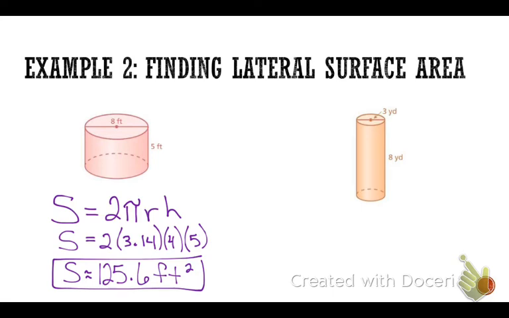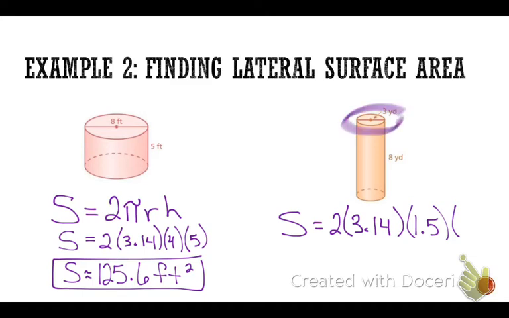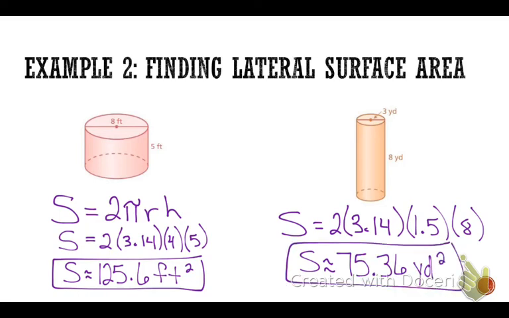Okay, does everybody see the difference between example 2 and example 1? Okay, all right, so go ahead and do that second one. We're going to do this one and then one more example and we'll be done. All right, so 2 pi RH, so plug in 1.5. You guys did great. I saw a lot of 1.5s. Even though it gave me 3, you recognized that that was the diameter, times the height, which is 8. And then when I did all my multiplication, I got 75.36 yards squared. All right, how'd you do?